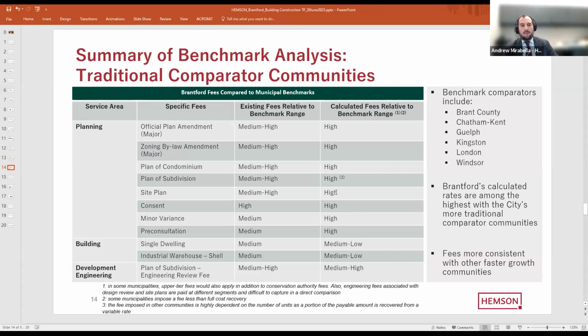The next table looks at the benchmark analysis to more traditional comparator municipalities to yourselves, which would include, obviously, directly next to you, Brant County, and some other communities as well. This one is a bit of a different story, where your current fees relative to these communities are already on the medium to higher end, or the average to higher end. The calculated fees would place you towards the high end of the spectrum relative to these other communities. But recognizing these other communities may not have the same growth and the same impacts and services that you guys are currently providing.